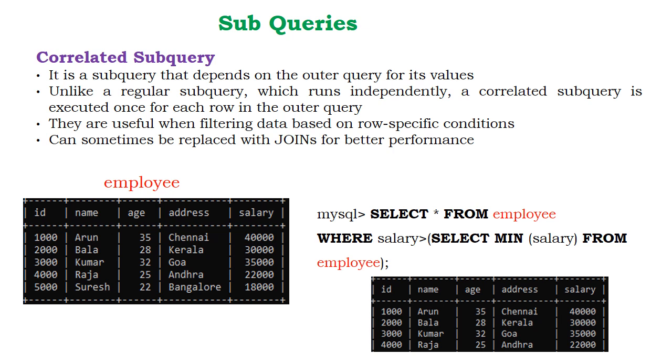So the result is it will display all the records, right? For example, ID, name, age, address, salary. So these are the field names. The records are 1000, 2000, 3000, 4000 because their salary is greater than 18,000.